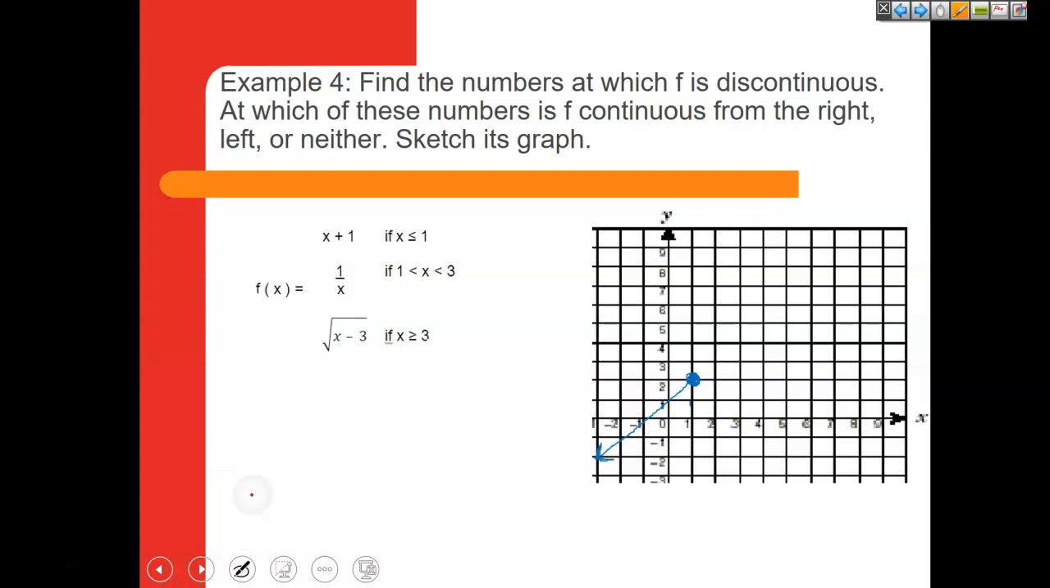The middle function, we have 1 over x. So 1 over 1 is 1. That's an open circle at 1. And then you go to 3. So 1 over 3 is 1/3. And technically there's a point in there at 1/2.